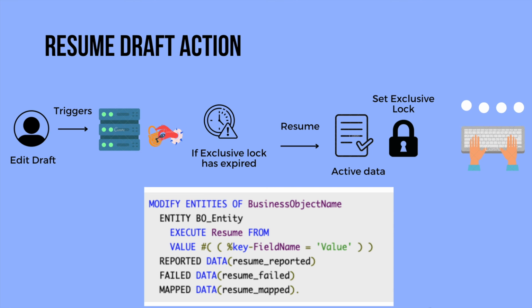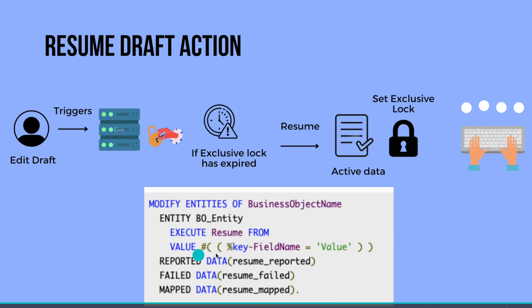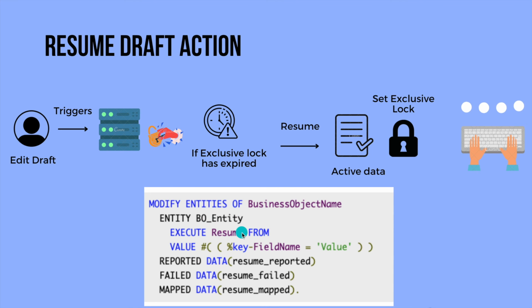What would happen if you come back tomorrow? By that time your exclusive lock will have expired. You try to edit the same instance tomorrow, and then a resume action will get triggered. What it will do is again try to set the exclusive lock for the active data. This can also be triggered via EML. It's the same syntax: you use execute and the action name resume. You just need to pass the key field, that's it.